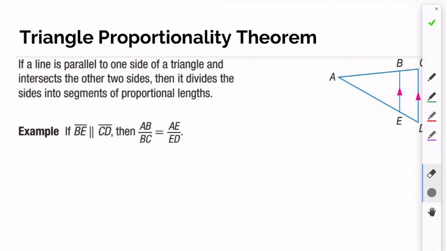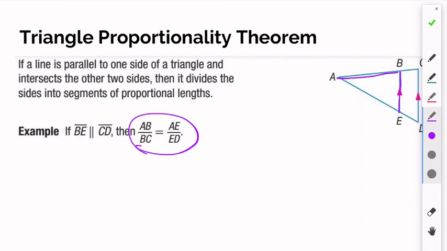This states that if we have a line that is parallel to one side of a triangle, in this case that line would be BE, if you can see that, and it intersects the other two sides, then it divides the sides into segments of proportional lengths. All this is saying is that if we have something that's parallel to one of the sides of the triangle, it's going to cut the sides of that triangle into proportional parts. So notice, for our example here, we have AB over BC.